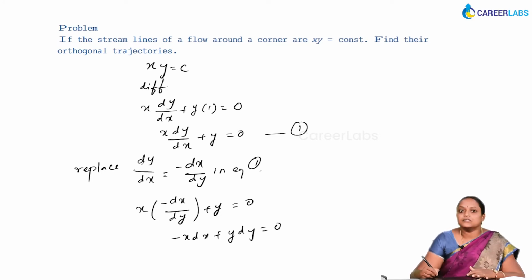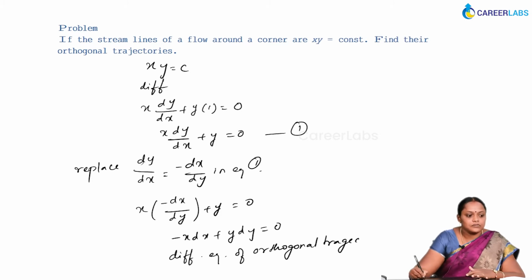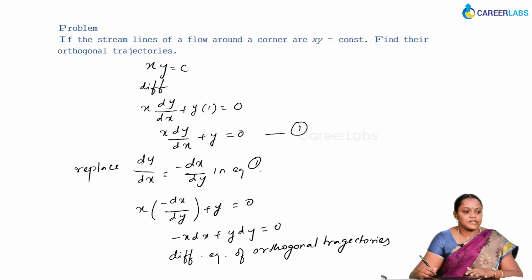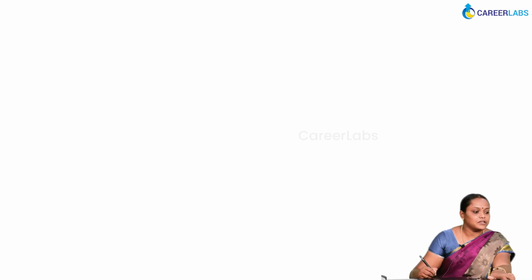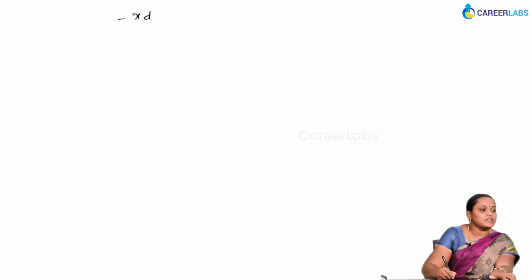Whatever equation we have got is nothing but the differential equation of orthogonal trajectories. We are going to solve this equation to get the orthogonal trajectories. So we are going to integrate this equation: minus x dx plus y dy equal to 0.